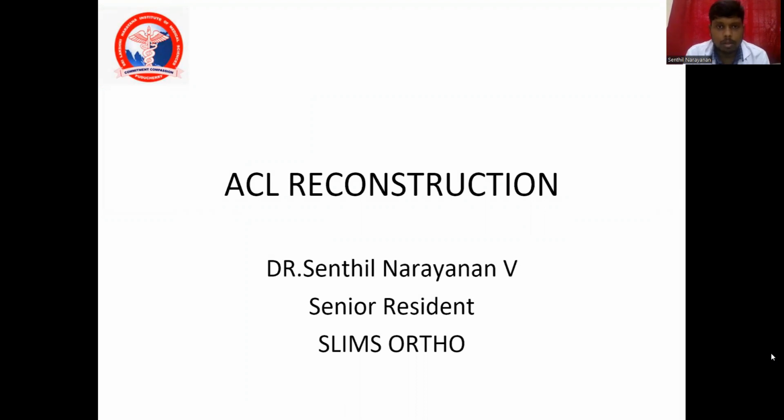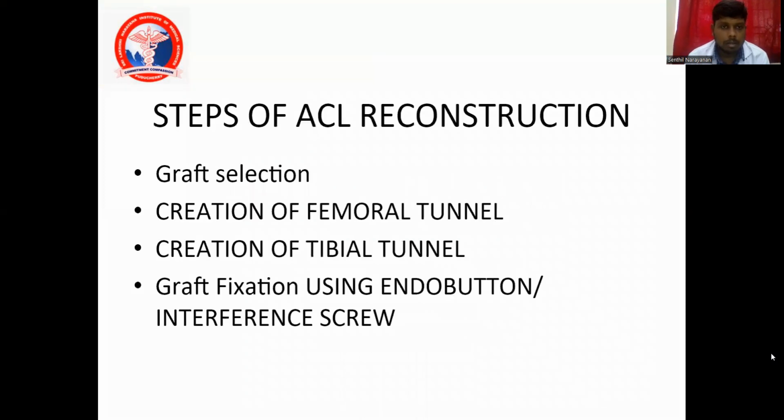Today I'm going to talk about ACL reconstruction. The ACL is involved in more than half of knee injuries. There are around 4 lakh ACL reconstructions being done here. Coming to demographics, it's most common in female athletes, and the ratio is 4 to 5 to 1.